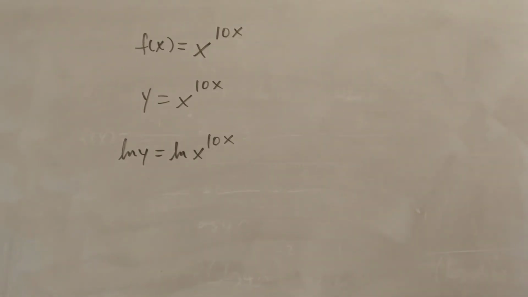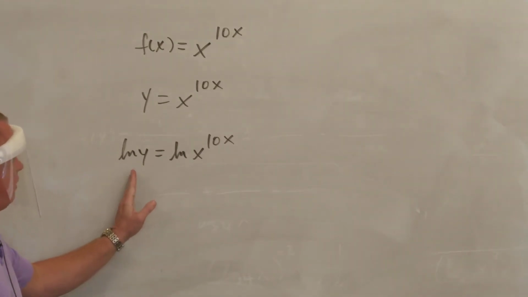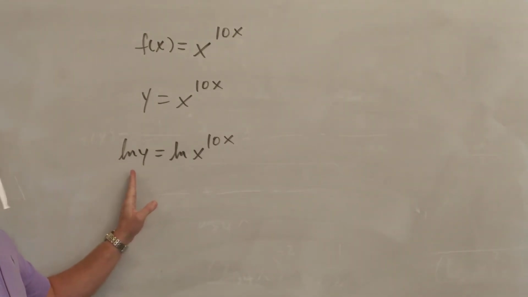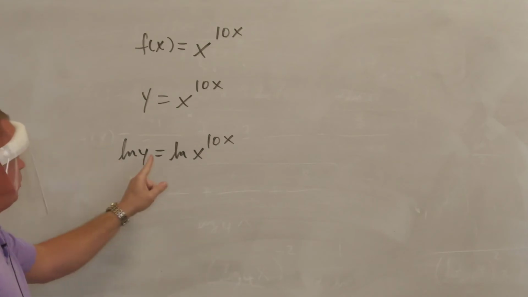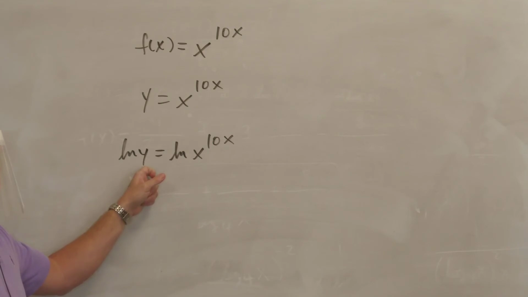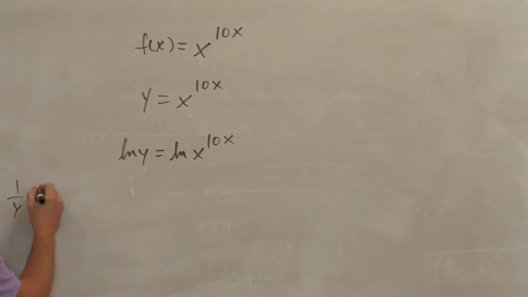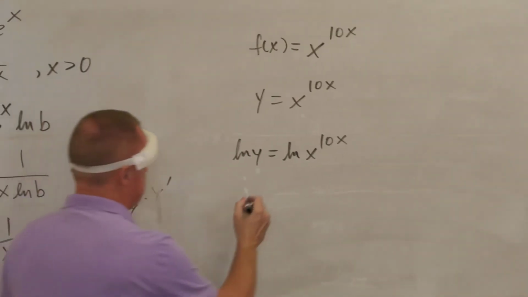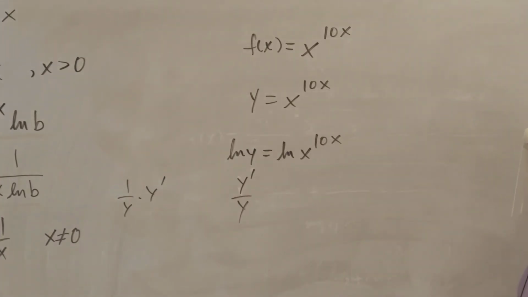All right, now take the derivative of both sides. Okay? Now, be careful. All right, on the left, you've got the ln of y. What is the derivative of an ln? 1 over, in this case, y, right? Times the derivative of the inside, which is y prime. So 1 over y times y prime is y prime over y. So the derivative of ln y is y prime over y. Any questions about that?